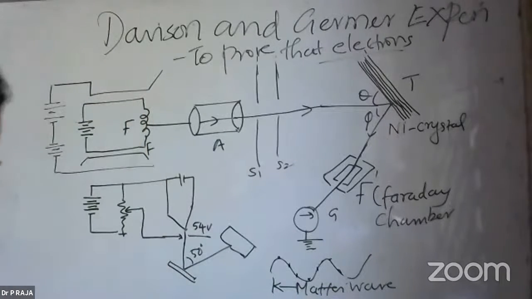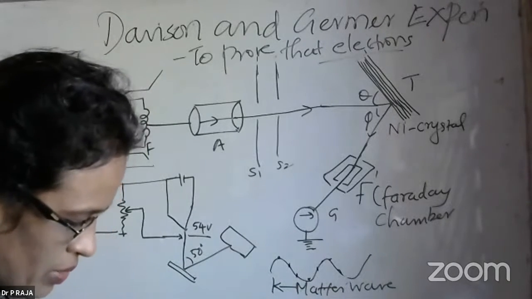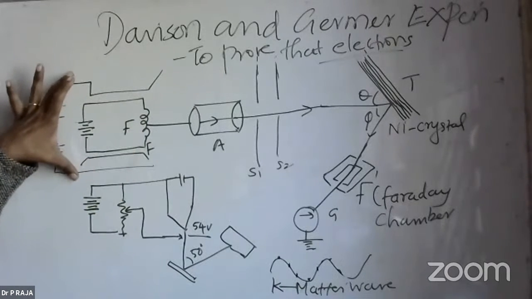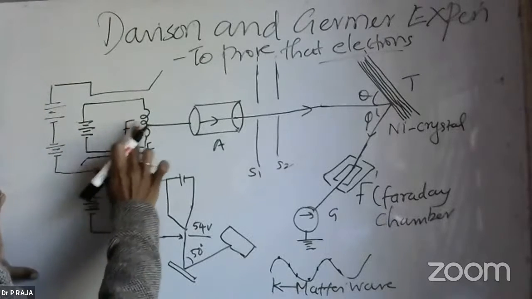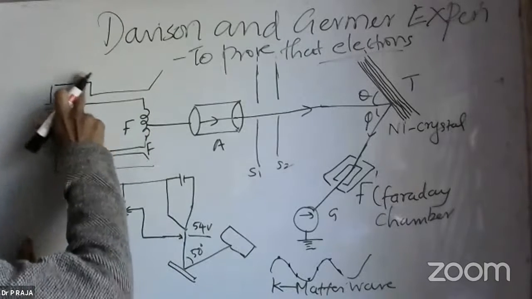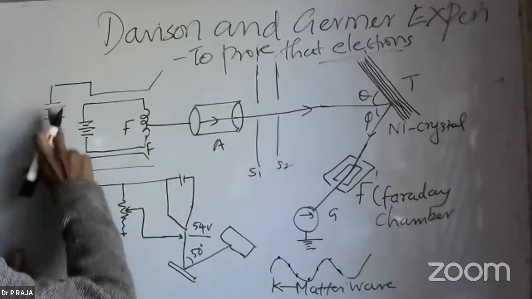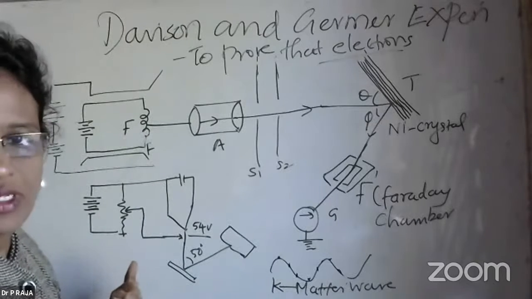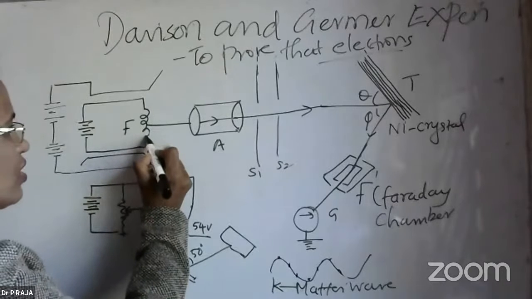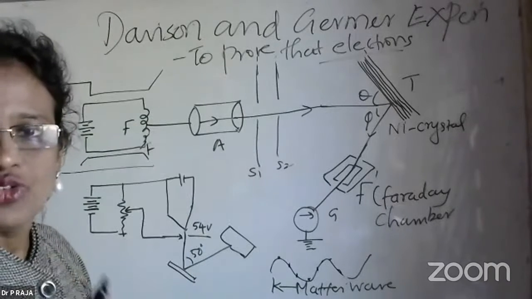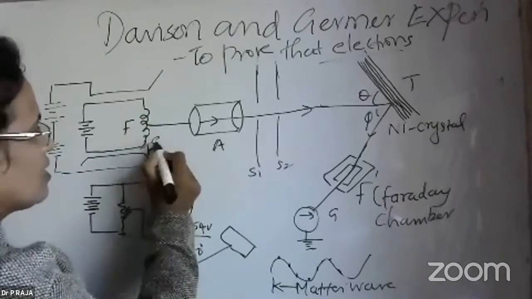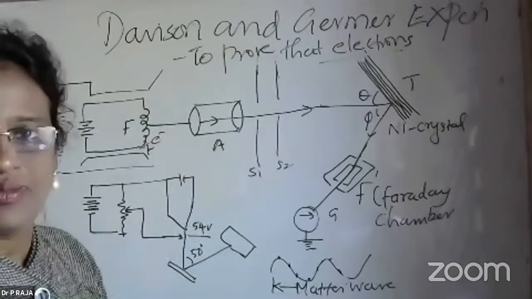So their electrical setup is like this. In their experiment, they chose a filament. These are electrical things in order to heat up the filament. There is a tungsten filament, and an electrical setup to heat this filament to a high temperature. When you heat a filament, due to thermionic emission, electrons are ejected from the filament surface.